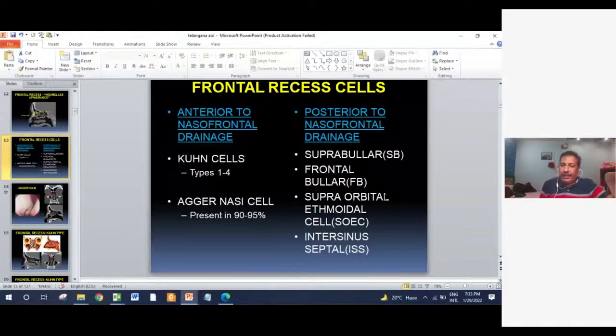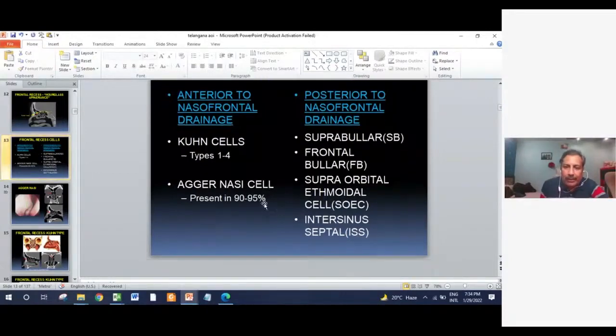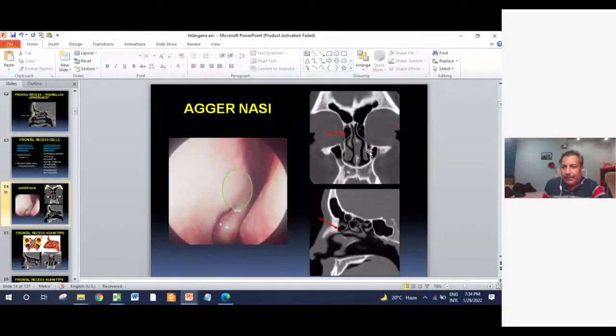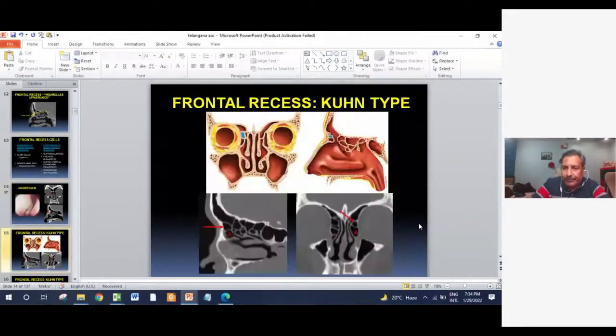Recently in our workshop, I demonstrated one case of a frontobullar cell, a large frontobullar cell giving frontal sinusitis. Then the supraorbital ethmoidal cell, a very important cellularity we need to understand. And the intersinus cell also, and posteriorly, you have to be at the skull base to remove them. So now, what is this simple? This is Agger nasi. See this? Agger nasi cells are attached to the anterior wall and the frontal drainage is behind. You go behind and get them out.